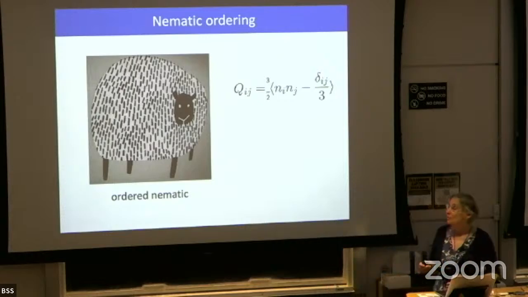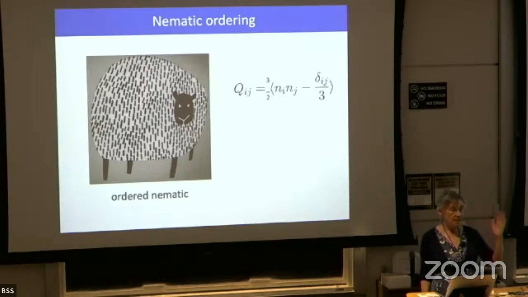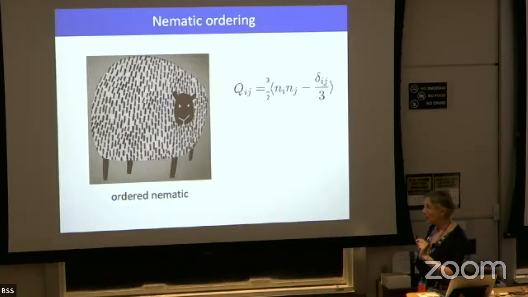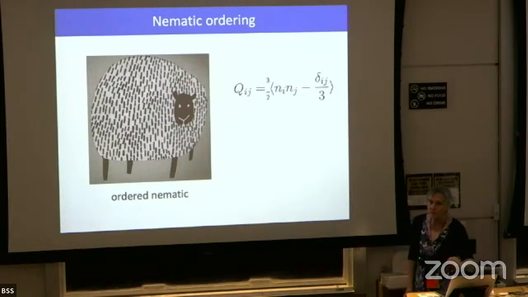So you heard about this from Christina. Here's my nematic. Everything is pointing in more or less the same direction. So this is really quite strong nematic ordering. There's long range order in the direction of these things, but there's no long range order in the position. And that is a nematic state.